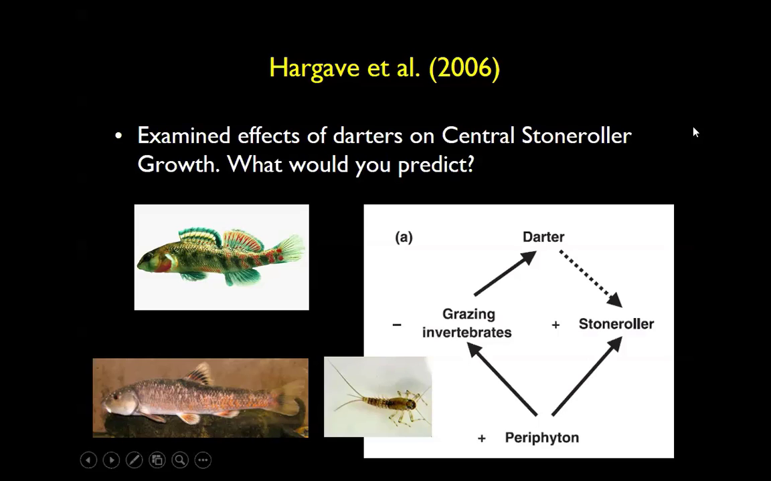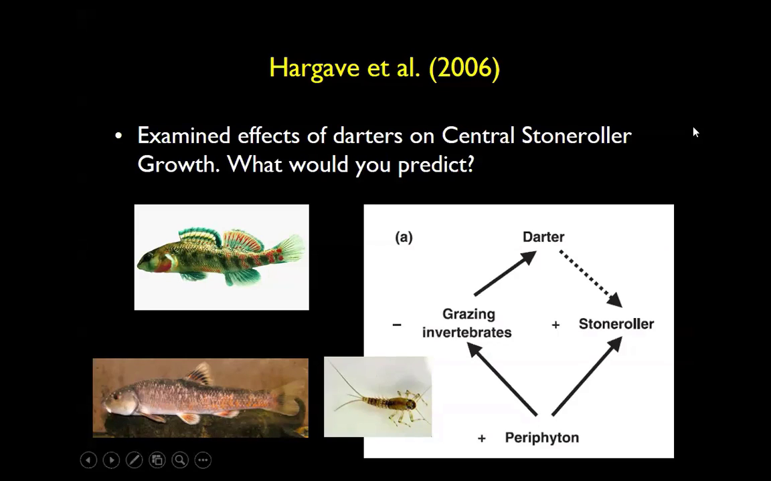So it's kind of an interesting study. In this food web, we've got periphyton, we've got stone rollers, and we've got grazing invertebrates. We've also got darters. This is, I think, the orange belly darter, I can't remember.